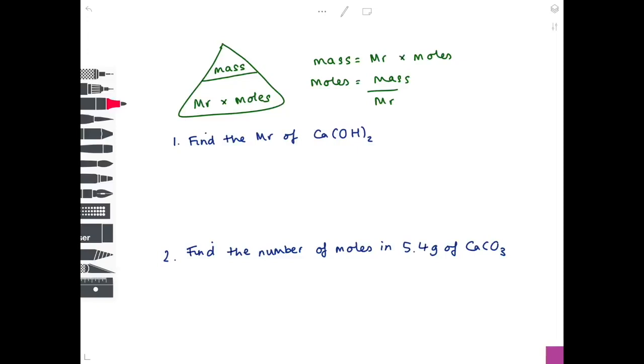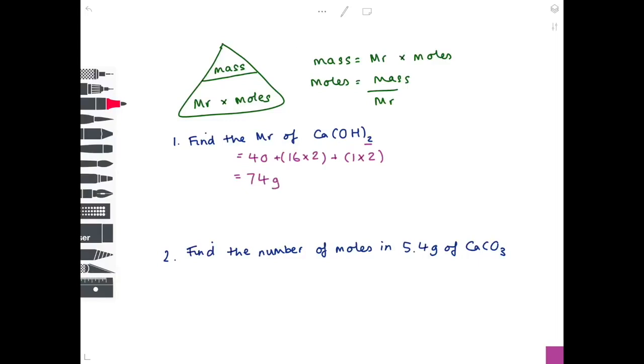So first of all, we're just finding the mR of calcium hydroxide, and that's just a matter of looking up the various masses in the periodic table, the top number, and adding them all together. So if we have a look, we see calcium is 40, oxygen is 16, but we have to times it by 2 due to this small 2 here. And then we add hydrogen, which is 1, and again times it by 2. Pop that into your calculator, and you get an mR of 74 grams.